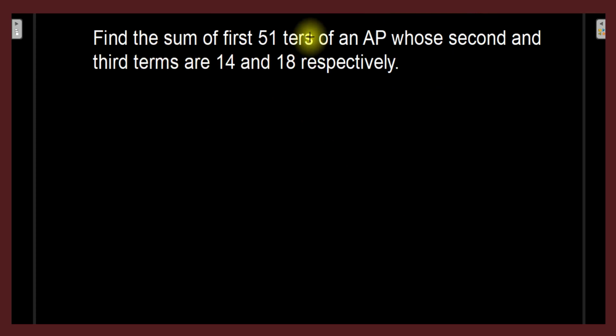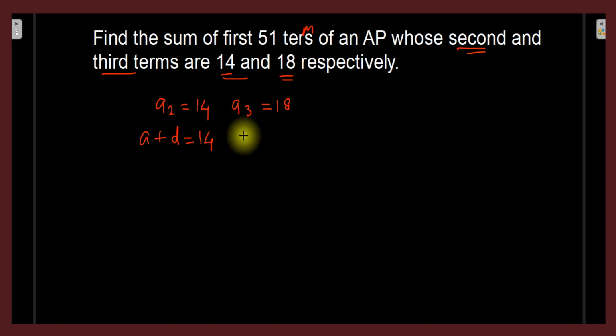Find the sum of the first 51 terms of an AP whose second and third terms are 14 and 18 respectively. Here we have to find the sum of the first 51 terms of the AP whose second term is 14, that is A2 is equal to 14, and the third term is 18, that is A3 is equal to 18. So here A2 is equal to 14 can be written as A plus D, that is equal to 14, and this can be written as A plus 2D, that is equal to 18.